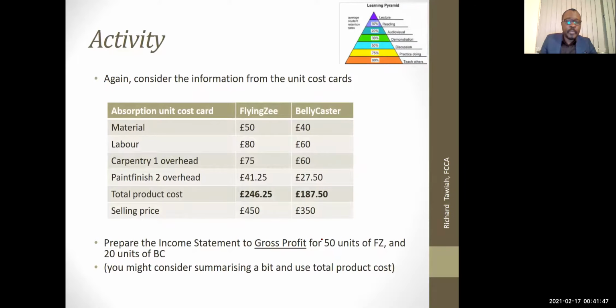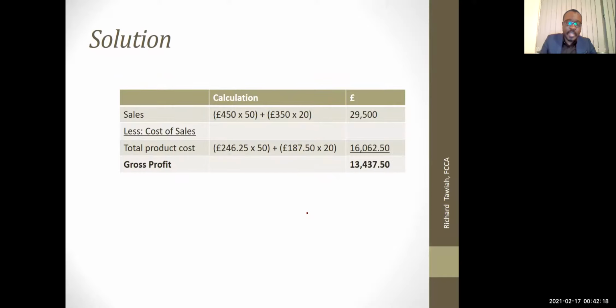All right, so again, let's take the same job cost card. And then let's say someone is requesting for 50 units and then 20 units, and he's asking us to prepare an income statement. Let's summarize this in quite a very easy way. What I would want us to note is these two items, the overheads, take note of them. And then we have our selling prices. So easy to prepare, right?